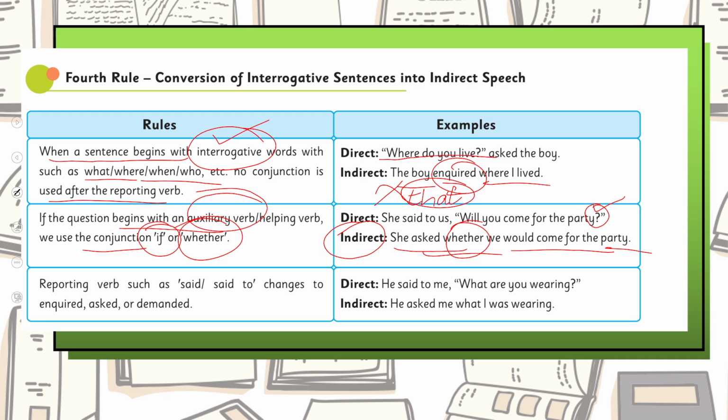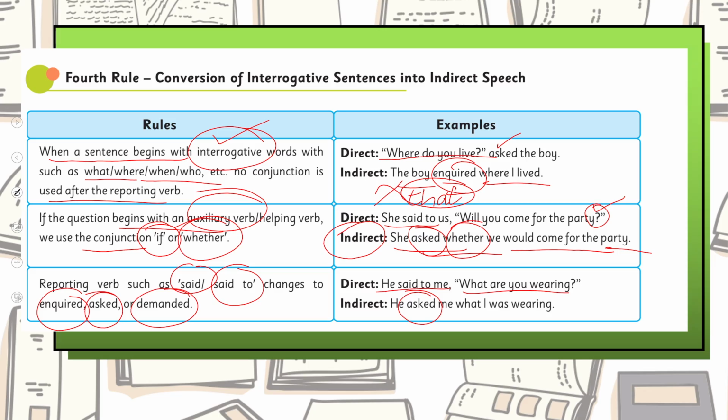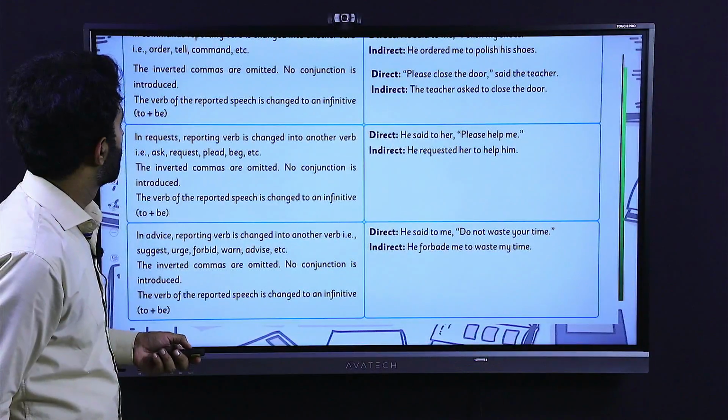Reporting verbs such as said, said to change into asked, inquired, or demanded. So you have been seeing in the previous examples, like said will become asked. Asked also becomes inquired. He said to me, what are you wearing? I would say, he asked me what I was wearing. So said to becomes asked. Now read these interrogative sentences and change them into indirect speech, just as we learned in the previous slide. All right.